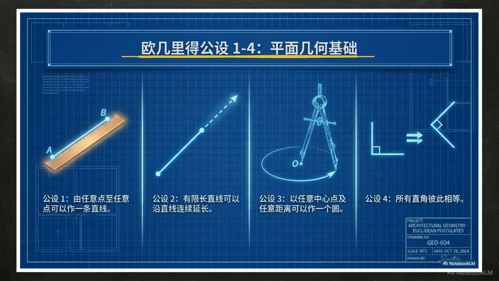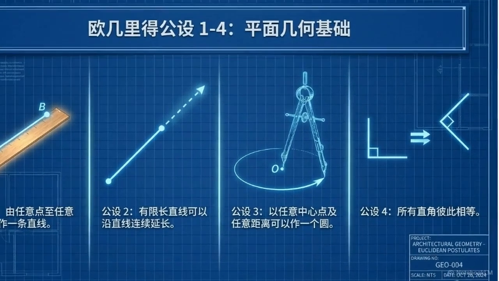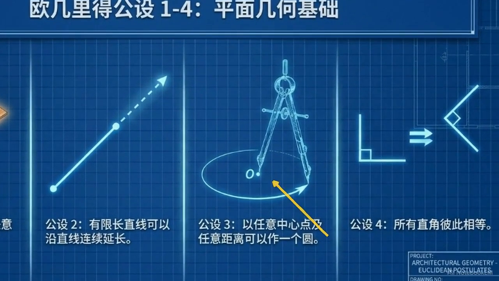Next, we look to our postulates, the laws of motion allowed in this space. Postulate 3 gives us the ability to anchor at any point and draw a circle of any size.